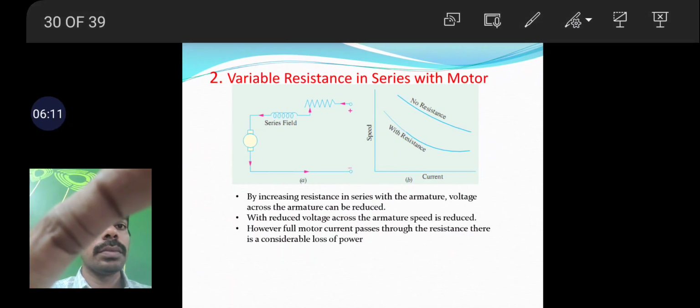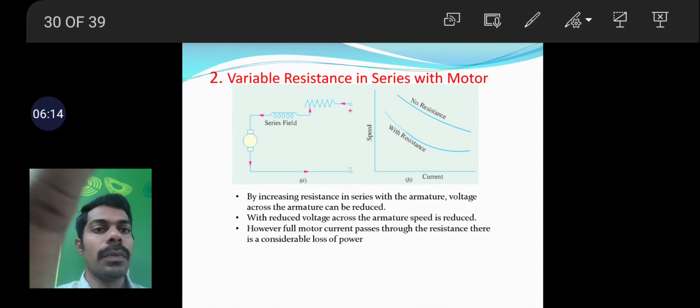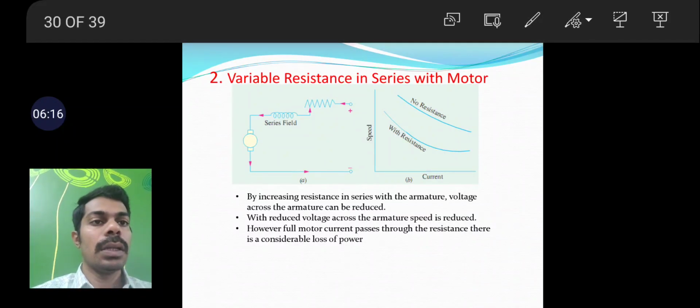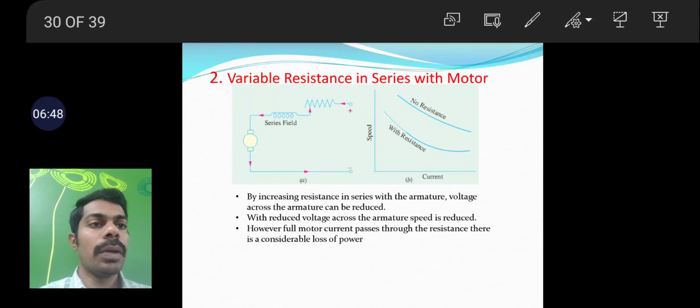Second one is variable resistance in series motor. That is, connecting the rheostat in series is known as variable resistance in series. By increasing the resistance in series with the armature, the voltage across the armature can be reduced. With the reduced voltage, the armature speed is also reduced. However, full motor current passes through the resistance, so there will be a loss of power.